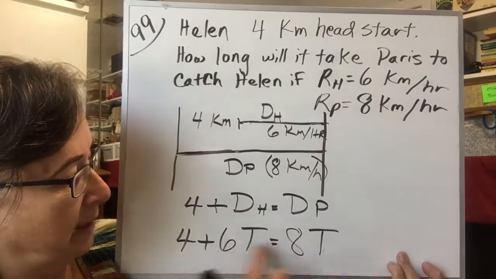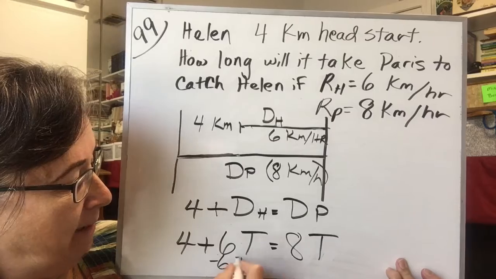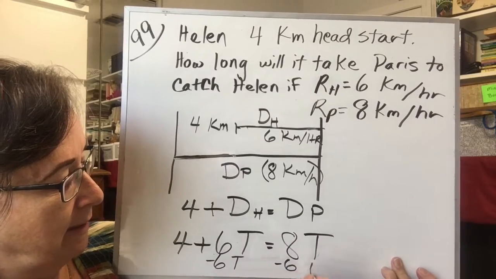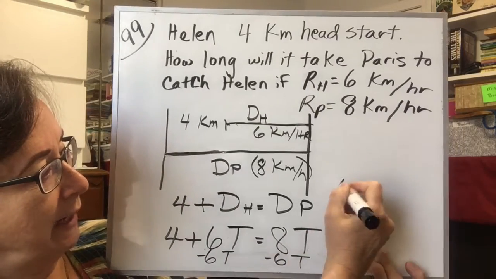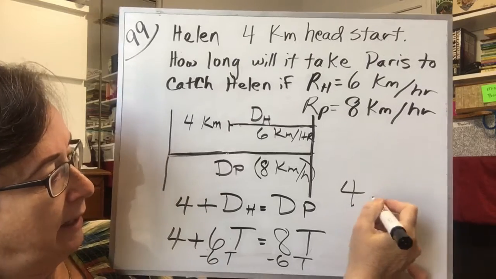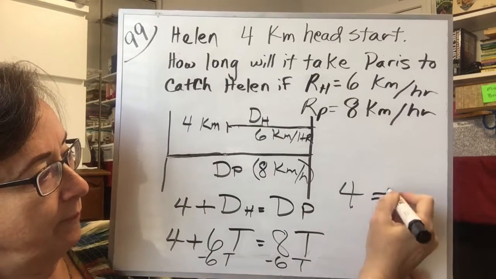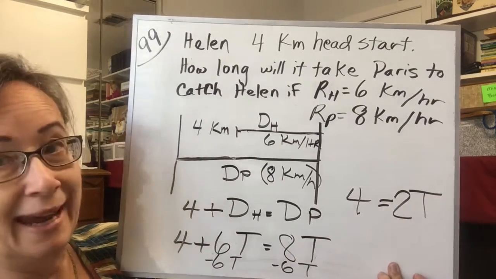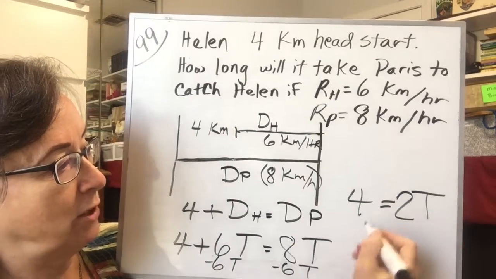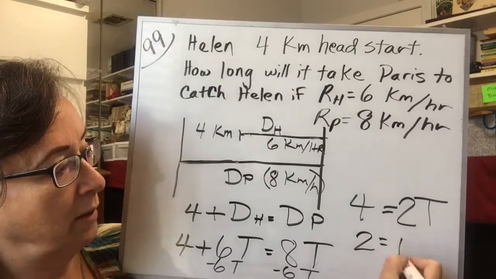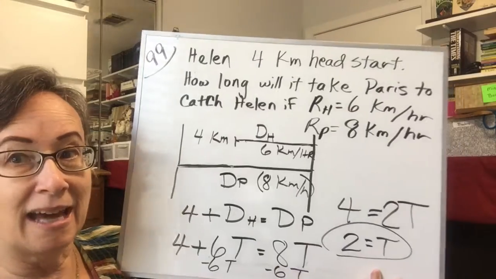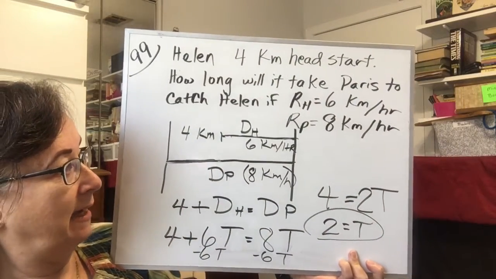So we're going to subtract 6t from both sides. And we're going to end up on the left with 4 equals 2t. And it's going to take, divide by 2 on both sides, 2 hours is the time it's going to take.